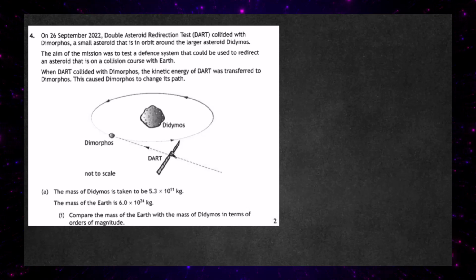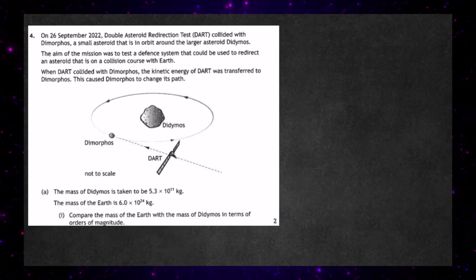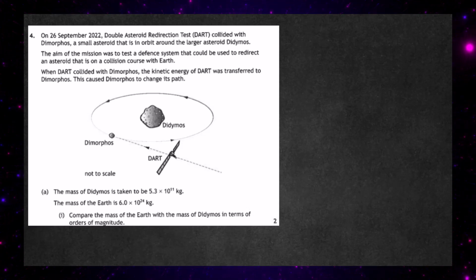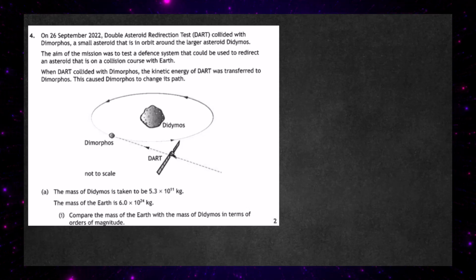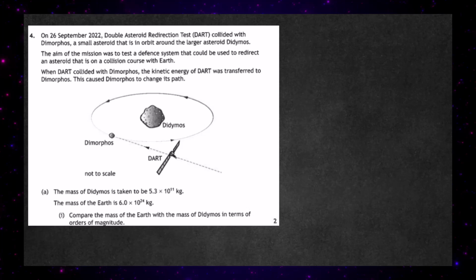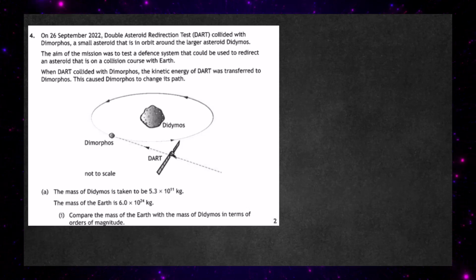The aim of the mission was to test a defence system that could be used to redirect an asteroid that is on a collision course with Earth. When DART collided with Dimorphos, the kinetic energy of DART was transferred to Dimorphos, and this caused Dimorphos to change its path. Very interesting mission there. You can look that up on the internet, it's fascinating.